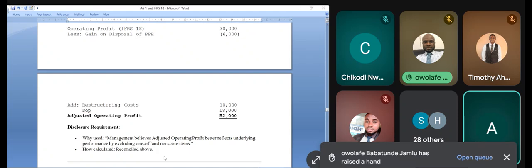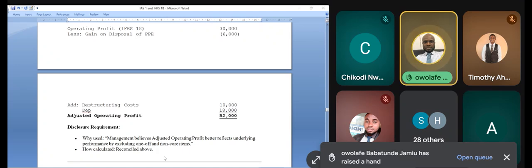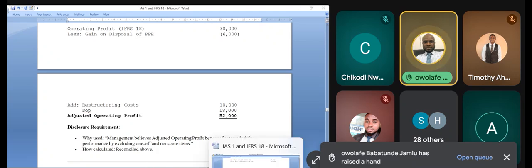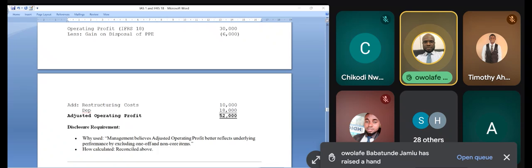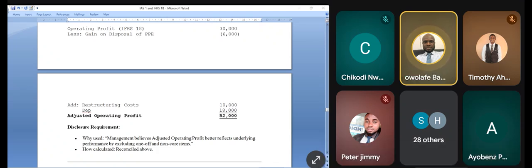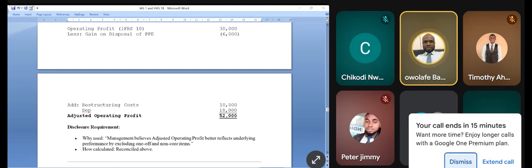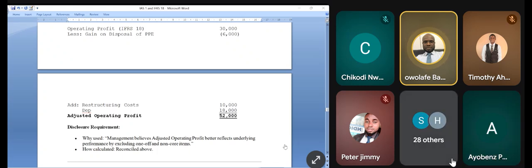Okay, Owolafe, you are raising your hand. Yes, thank you, sir. I just want to get a better understanding of this MPM. Based on what you just explained, and to my own understanding, what this MPM is talking about is giving us the position of tax assessment. You just want us to know the true picture of what is happening, what is actually attributable to the current year. Anything that is in the future is taken out.